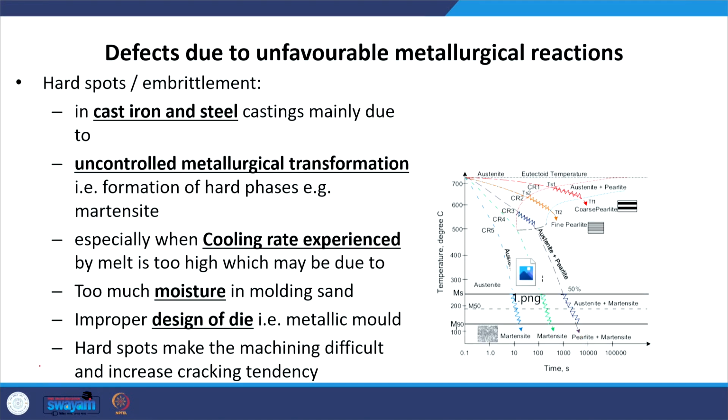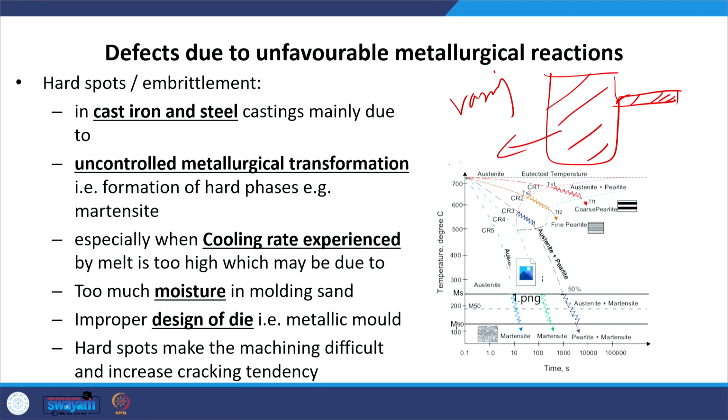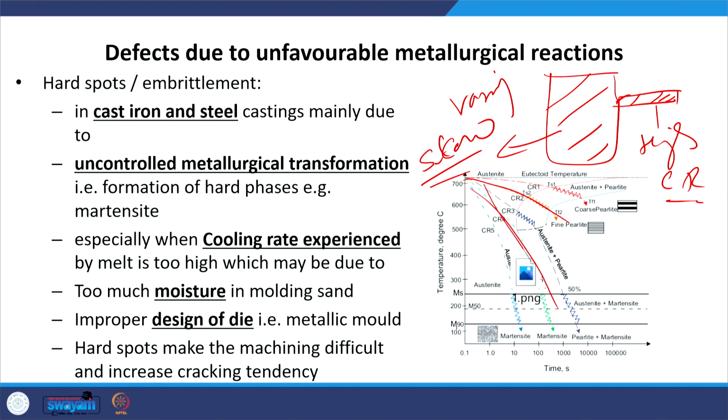The second aspect is where the section size is varying. Somewhere it is very thick and somewhere it is very thin. If there are a few thin sections and a few thick sections, then thick sections will be cooled slowly, and thin sections will be cooled rapidly. A high cooling rate will be experienced there. So, it is possible that heavy sections will have fine pearlite and thin sections will have either martensite or a mixture of pearlite and martensite.